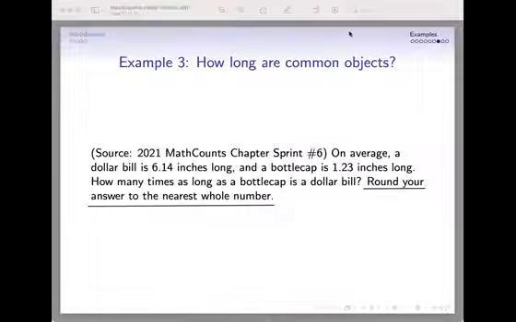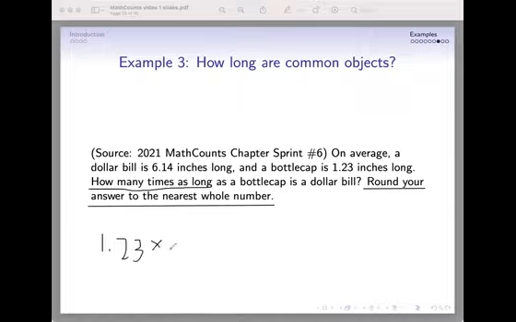So 6.14 and 1.23, how many times as long? What does that mean? What are they asking us to do? What operation should we be doing to figure out this answer? We should divide, right? Because we're trying to multiply the 1.23 by something to get 6.14.